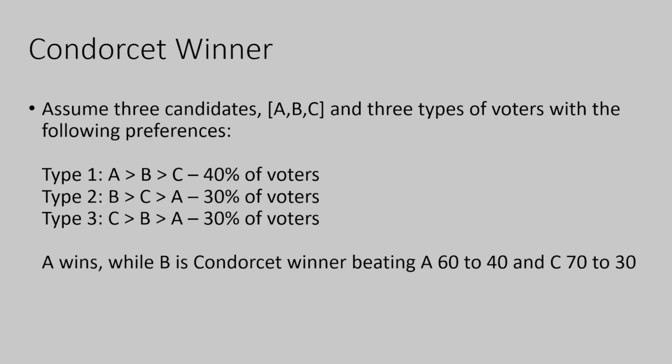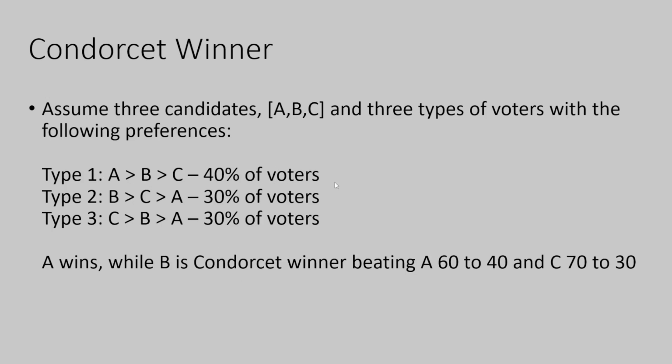Moving on, Condorcet winner. This is a similar one, though not quite the same. Basically, the candidate who wins the most votes in any head-to-head election wins. So, again, same scenario: 3 candidates, A, B, and C, and 3 types of voters with the following preferences.